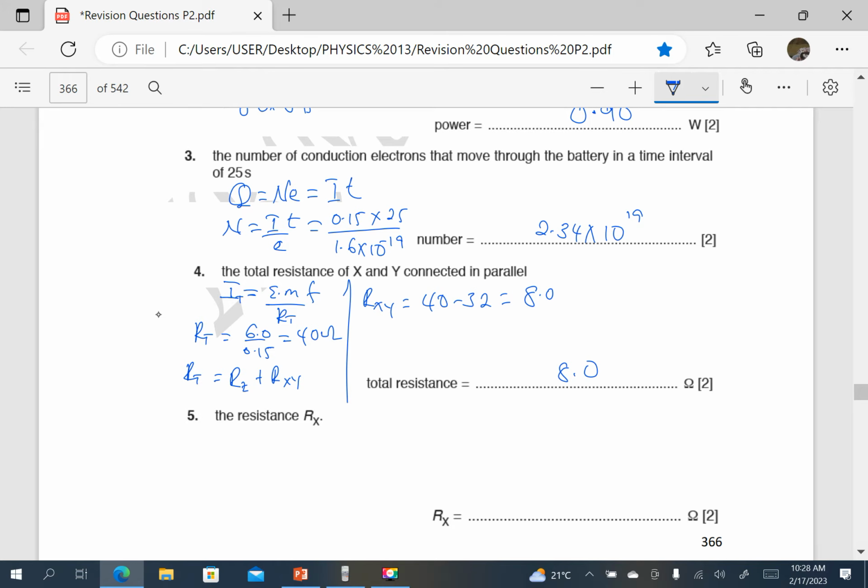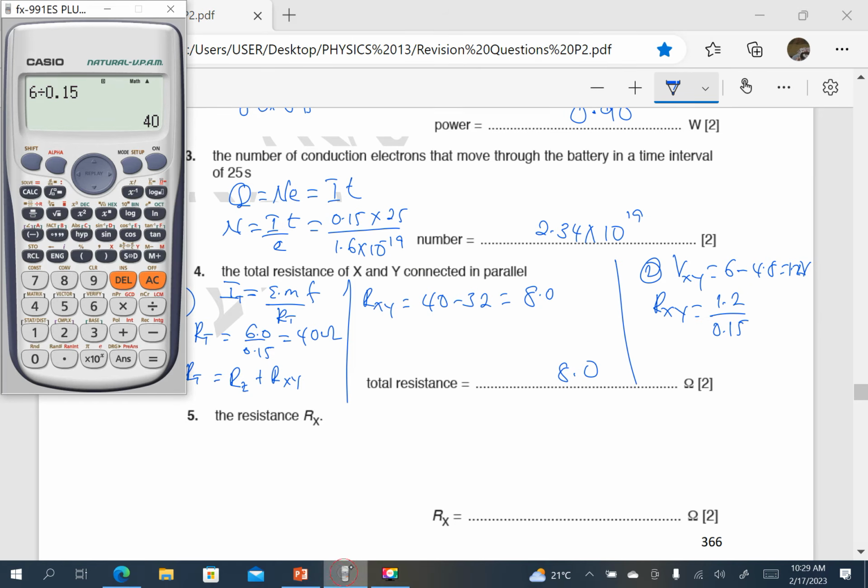Alternatively, we can find the PD across the parallel combination. This was method 1. Method 2, I can find the PD across XY, which is 6 minus 4.8, that is 1.2 volts. Then I have the total current entering the parallel combination as 0.15. So resistance RXY is going to be total PD across XY, which is 1.2, divided by total current, which is 0.15. 1.2 divided by 0.15 is 8.